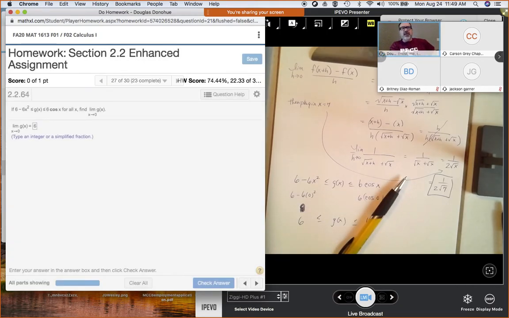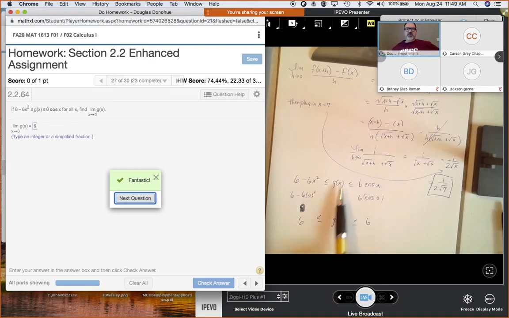It's called the sandwich theorem. If you're in the middle of the sandwich and the top and bottom pieces of the sandwich go toward a certain value, you have to stay between them. There's only one place you can be.